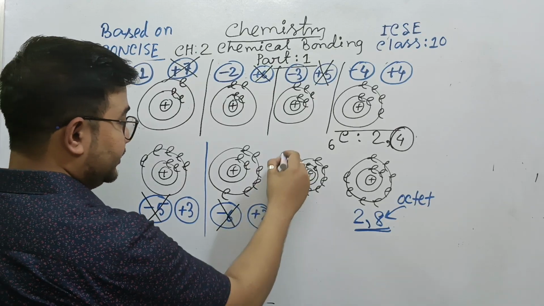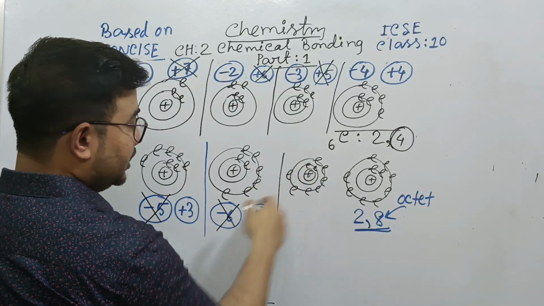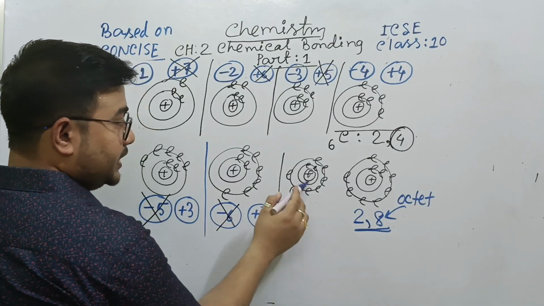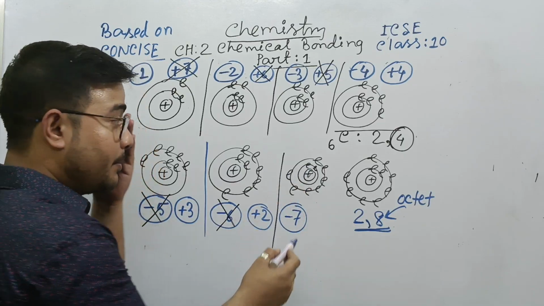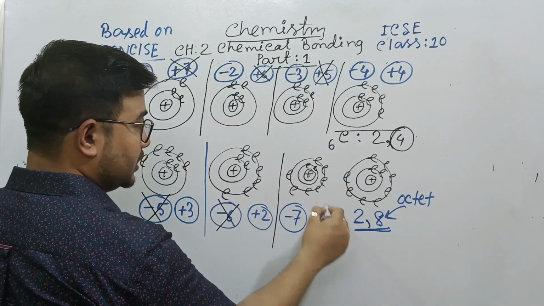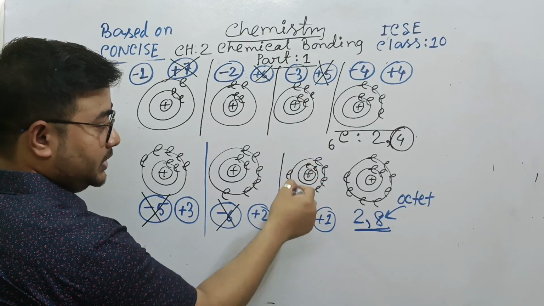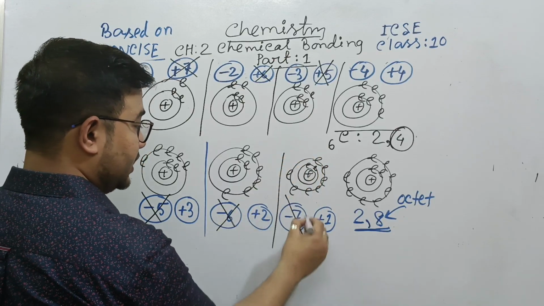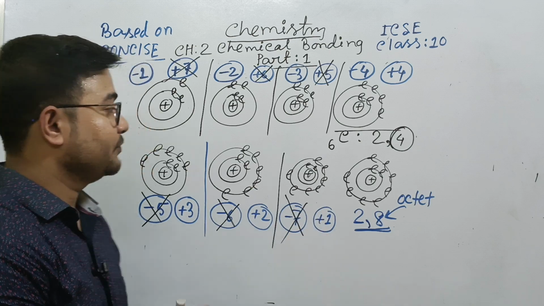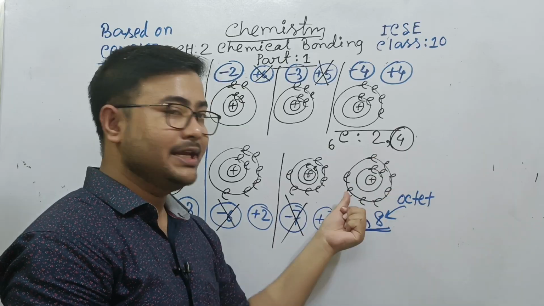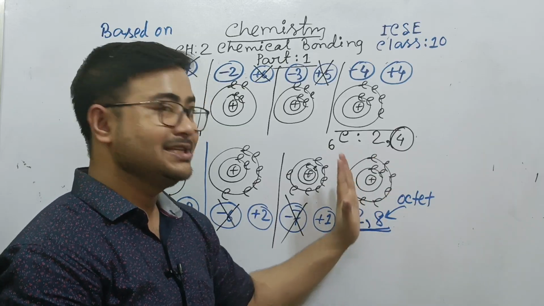Okay, now here the outermost shell contains how many electrons? 7. So if it loses 7, then 2 will open, so duplet. But instead of losing electrons, if it accepts 1, then obviously 8 electrons are here, an octet. So losing is not possible. So try to understand. It is also stable, since 8 electrons are there, we cannot disturb this atom.